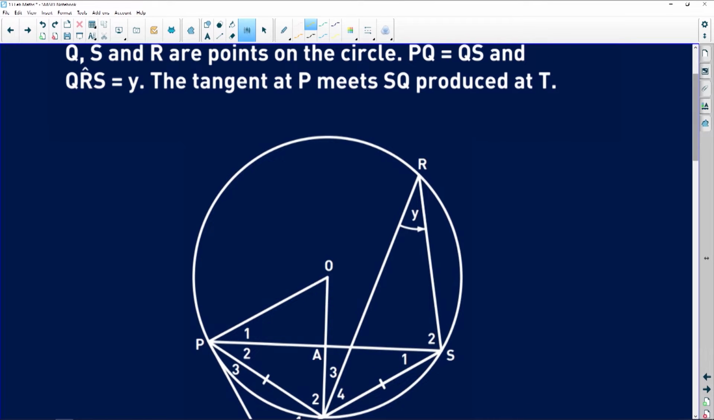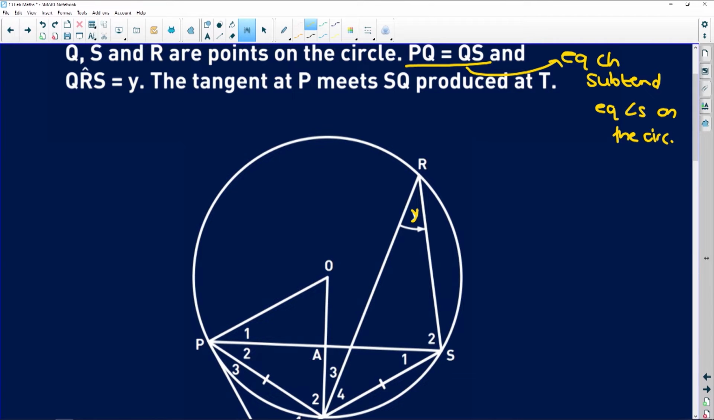Then it gives us that PQ is equal to QS. Guys, remember, if you have equal chords, very, very important, equal chords subtend equal angles on the circumference. Very, very, very important. And they say that angle QRS is equal to y. We're given this angle y over here.